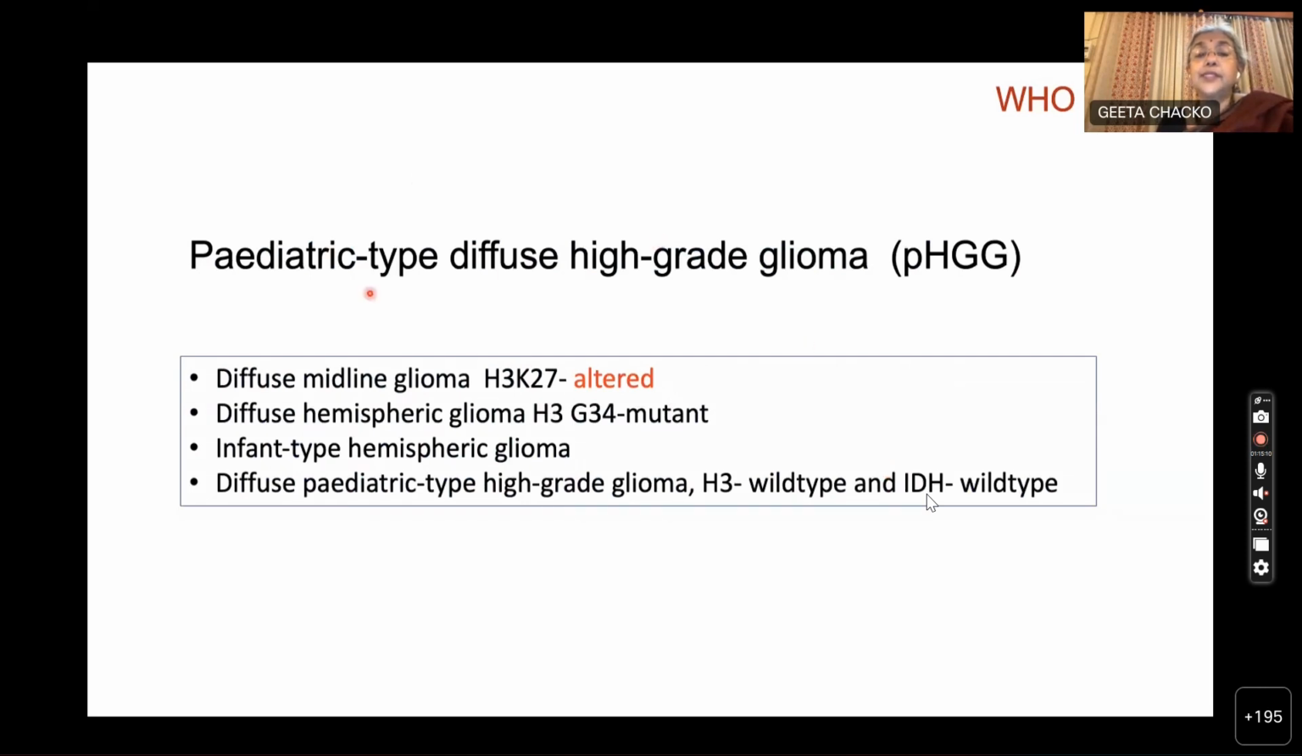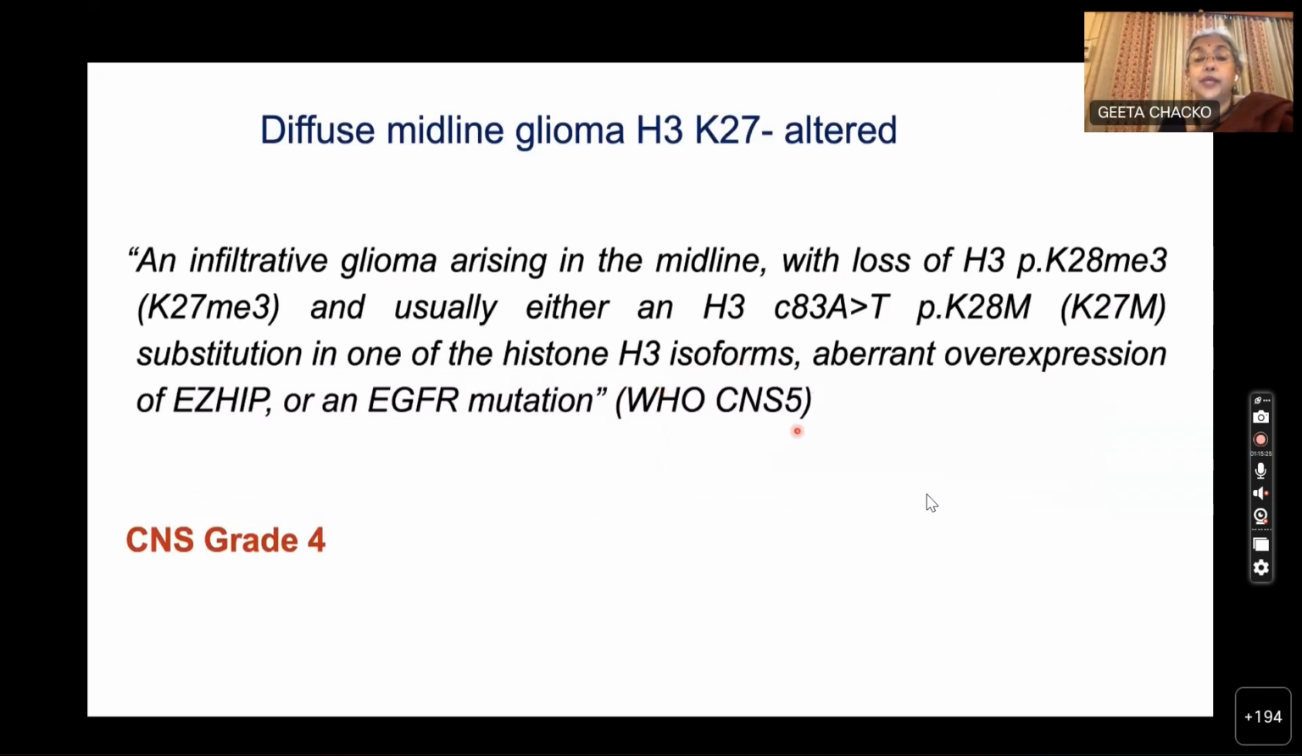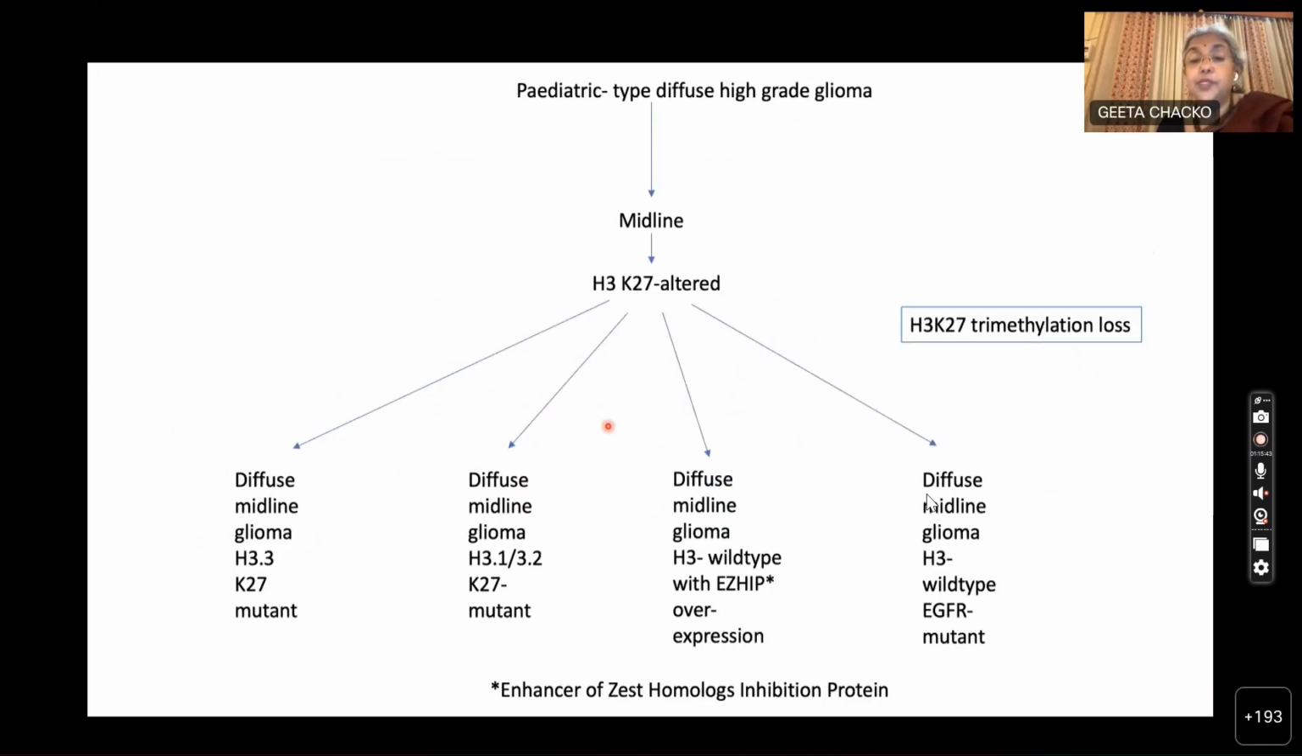So these come under the group of pediatric type diffuse high grade gliomas. We just finished with low grade. And again, here there are 4 entities. And this particular one you saw came under the H3K27 altered. Now, you will see a loss of expression of the trimethylation protein, and it can either have the K27 mutation or it can have an aberrant expression of a protein called EZHIP, or if it's a bithalamic tumor, it can show EGFR mutation.